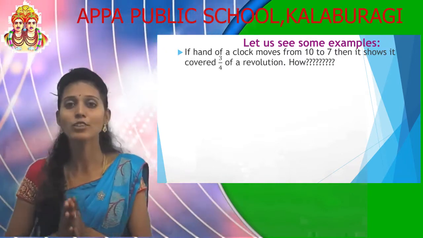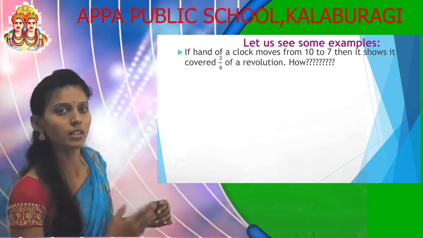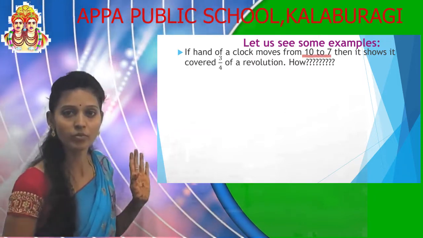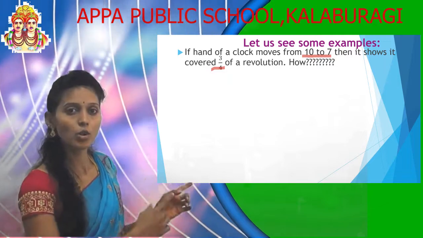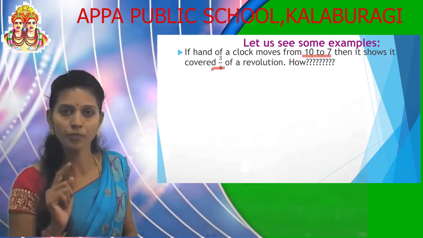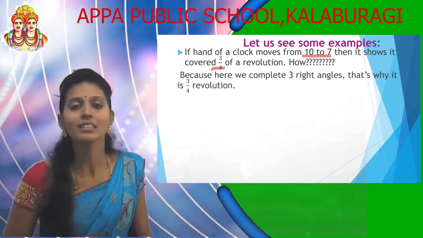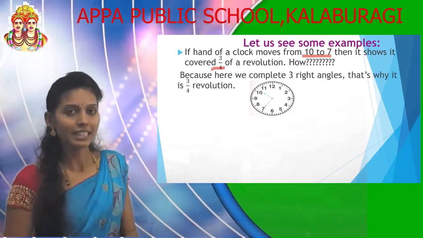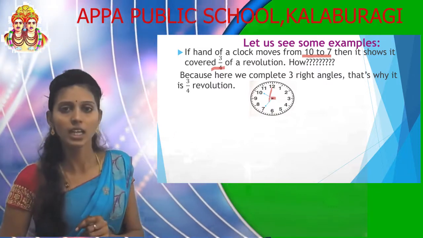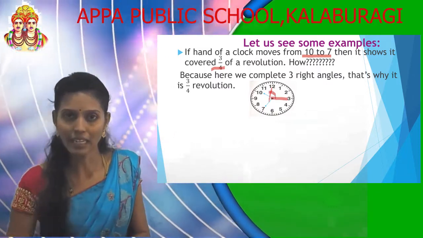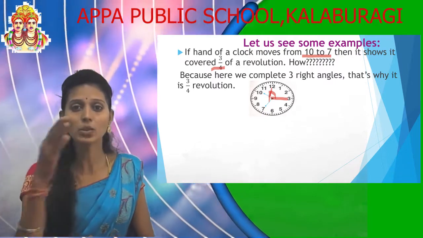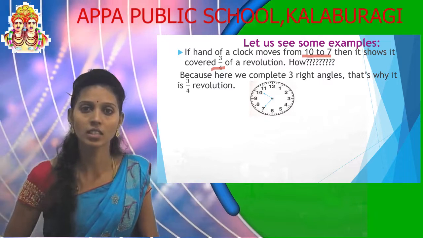See, if the hand of a clock starts to move from 10 to 7, it shows 3/4 of a revolution. I give the answer here itself. How? That's a question mark. So see here, directly if the hand of a clock moves from 12 to 3, it shows 1 right angle. That means 3 hours gives you 1 right angle. Then 10 to 7, how many hours?